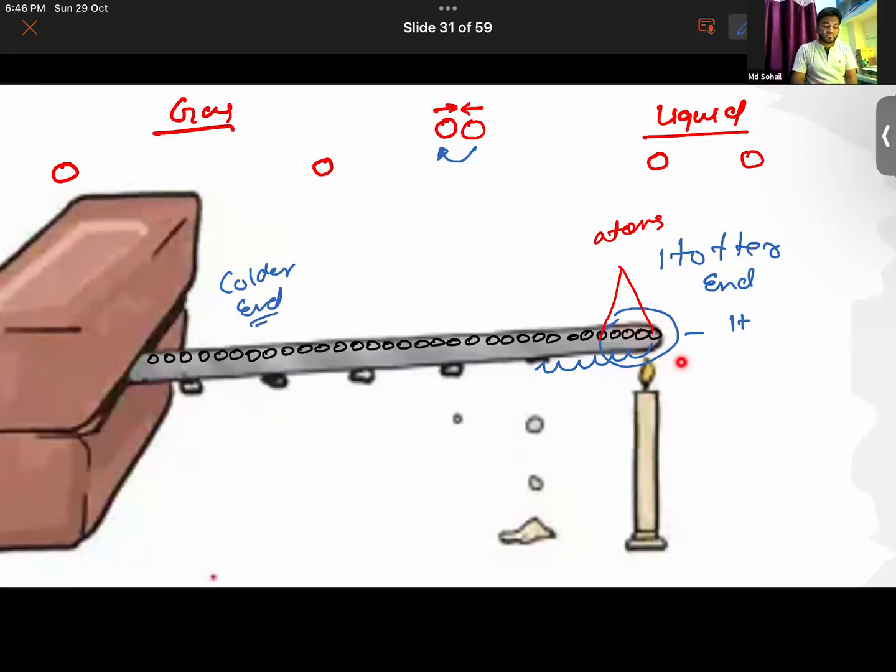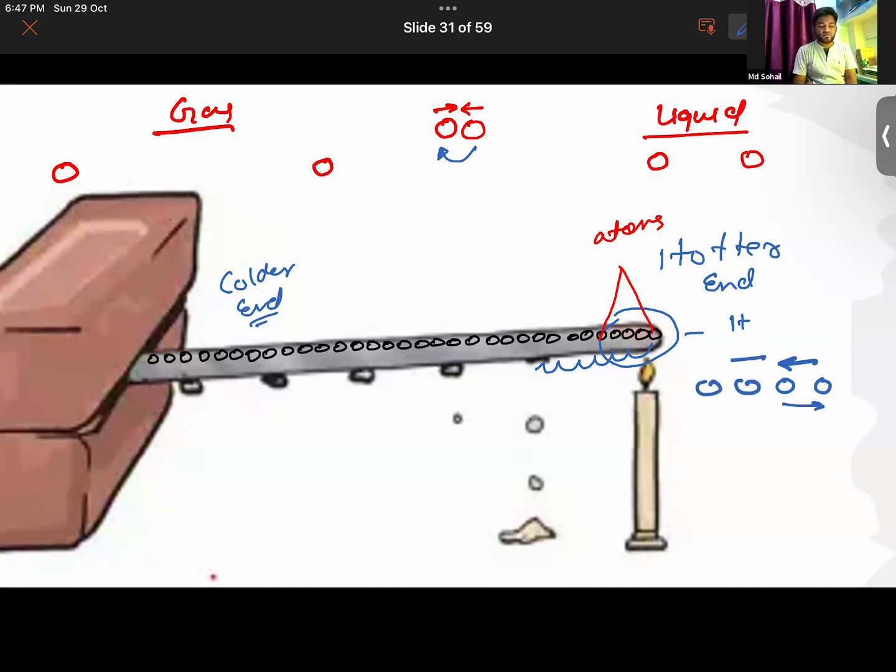Have the atoms from this part of the metal strip moved towards this part of the strip, or are they colliding with each other, and due to collision the transfer of heat is taking place? Transfer of heat is obviously taking place over here, but the manner in which it takes place, it is said, and in fact it is true, that the atoms are colliding with each other.